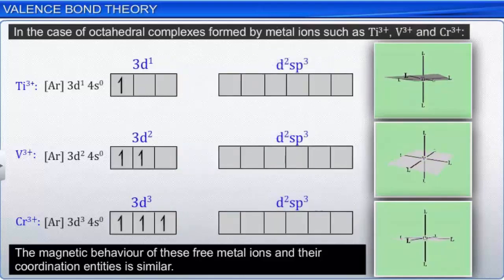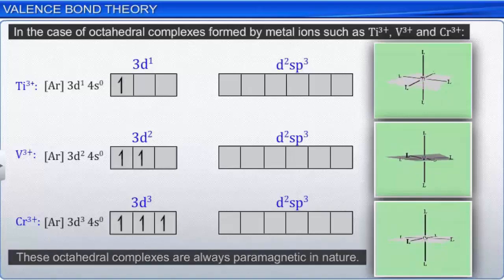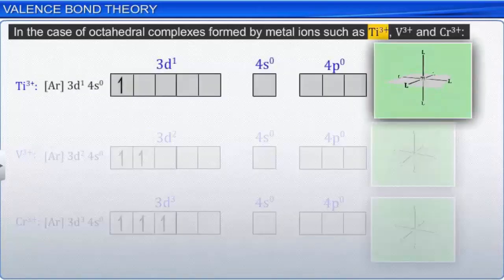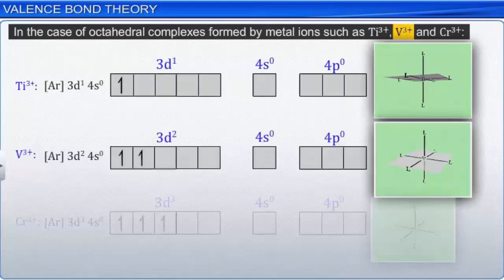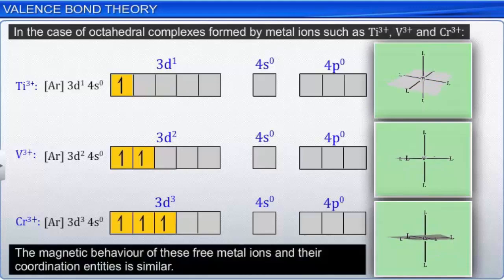In the same way, vanadium 3 plus, the valence orbital of vanadium 3 plus consists of argon 3d2 electrons. There are two unpaired electrons found in the valence orbital. The shape is octahedral. Next, chromium 3 plus. See, in chromium 3 plus, the electronic configuration is argon 3d3 4s0. So there are three unpaired electrons found in the valence shell.